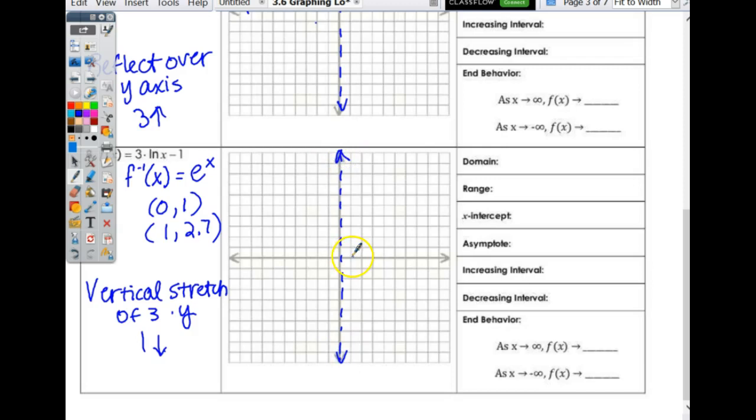So I start right here at 1, 0. So if I multiply 0 times 3, it's still 0. And so I'm going to move down 1. So my next one is 2.7 and 1. So if I multiply the 1 times 3, I have 2.7 and 3 now, correct? And then I have to move down 1 more. So it's right here. So it ends up looking like this.